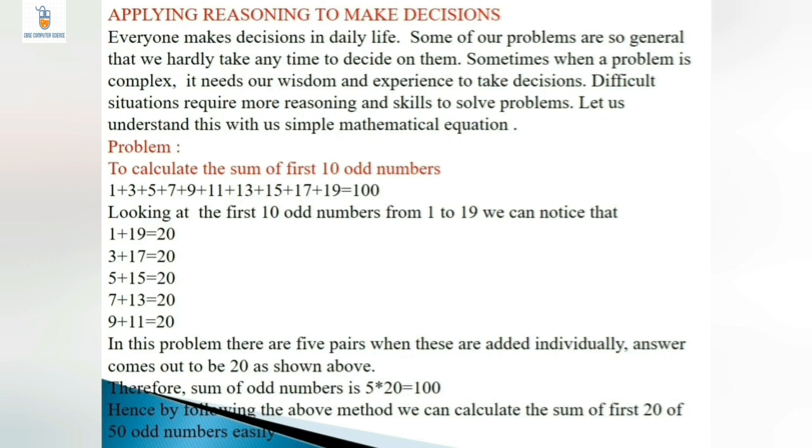So by observing the above facts, we can conclude that in this problem there are 5 pairs. When these are added individually, answer comes out to be 20 as shown above. Therefore, sum of odd numbers can be written as 5 into 20, that is 100. Hence, by following the above method, we can calculate the sum of first 20 odd numbers easily. So instead of adding them multiple times, we just multiply them by 5. So this is how we make decisions in solving problems in computational thinking.